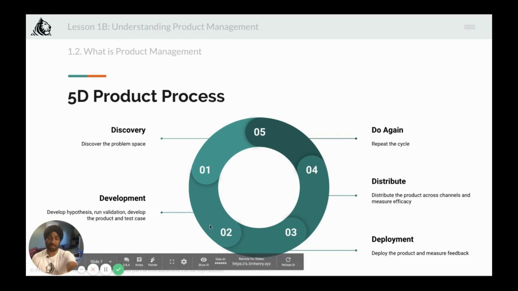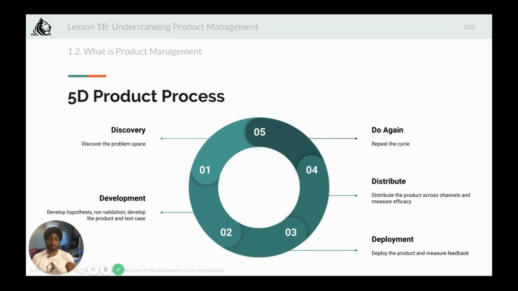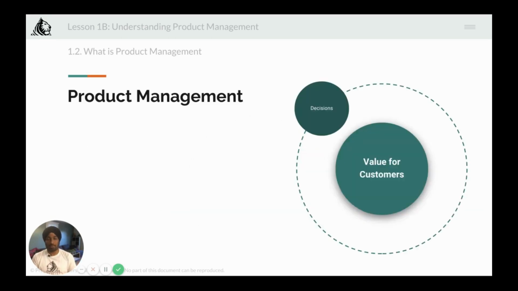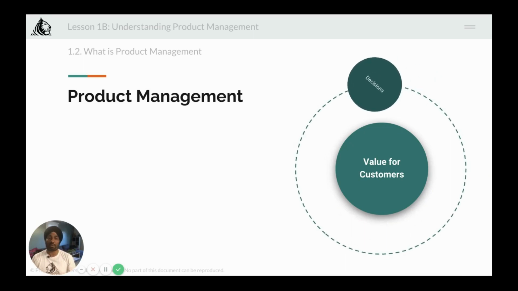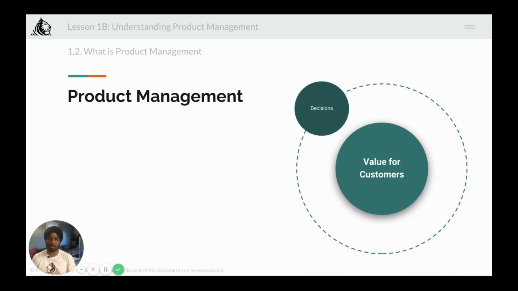Once that case has been tested and everything is good, then you move on to the next stage, which is deployment. Where you deploy the product and you measure the feedback. Then you distribute the product across the channels and measure the efficacy of it. And finally, you repeat the entire cycle. That's effectively the product process of development. And you do this multiple times. This is not a single circle. You can think of it as a helix. And all the decisions that you take in product management are effectively revolving around the value that you're going to provide for the customers.